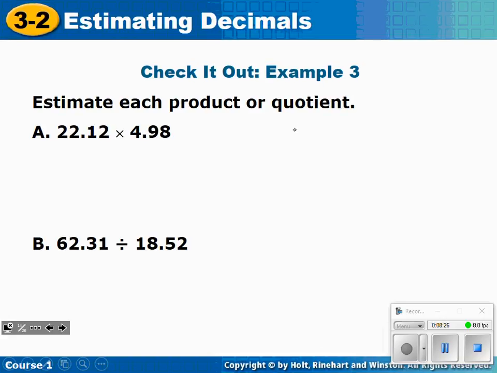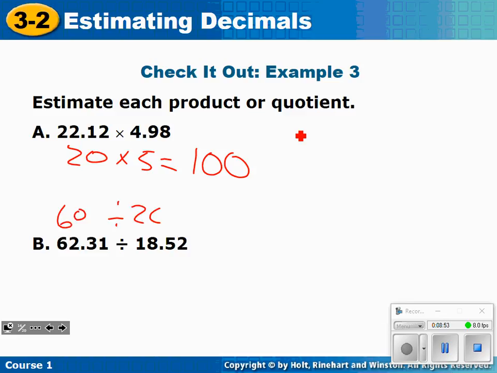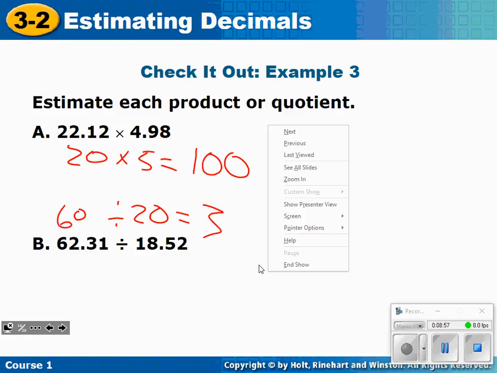What are we going to use? Kennedy. $20 times 5. 100. What do you want to use? 60 and 20. Which is 3. Let's look at one more.